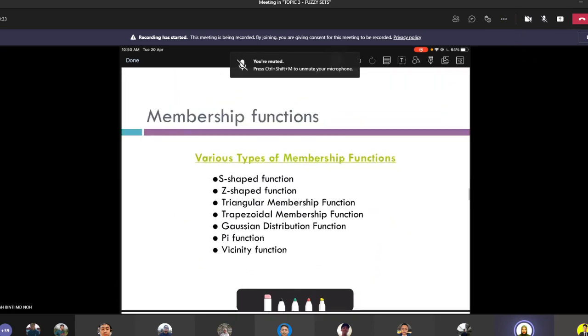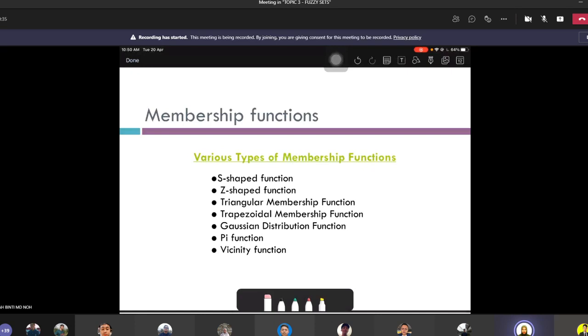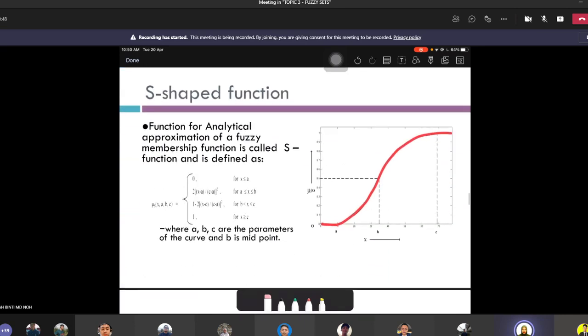So macam mana kita nak draw a membership function? Okay. Membership function ni kita boleh buat banyak bentuk. Sama ada S shape yang saya cakap tadi, Z shape, you have triangular, trapezoidal, Gaussian, pi function dan vicinity function. Macam mana kita nak draw setiap function dia, kita tengok satu-satu.